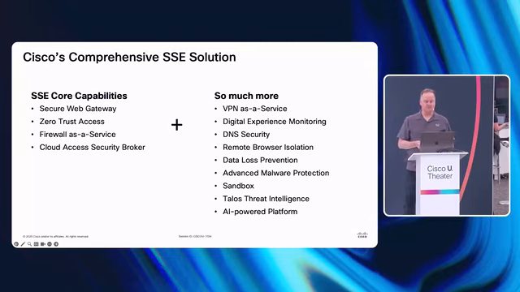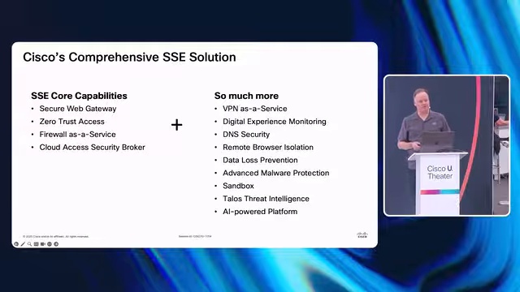So Cisco Secure Access, that is Cisco's SSE platform. For those that are familiar with Umbrella, it's an evolution of Umbrella. So some of the same security capabilities in Umbrella are in Secure Access. And it is a cloud-delivered platform, cloud native, meaning all of the inspection is happening in the cloud.